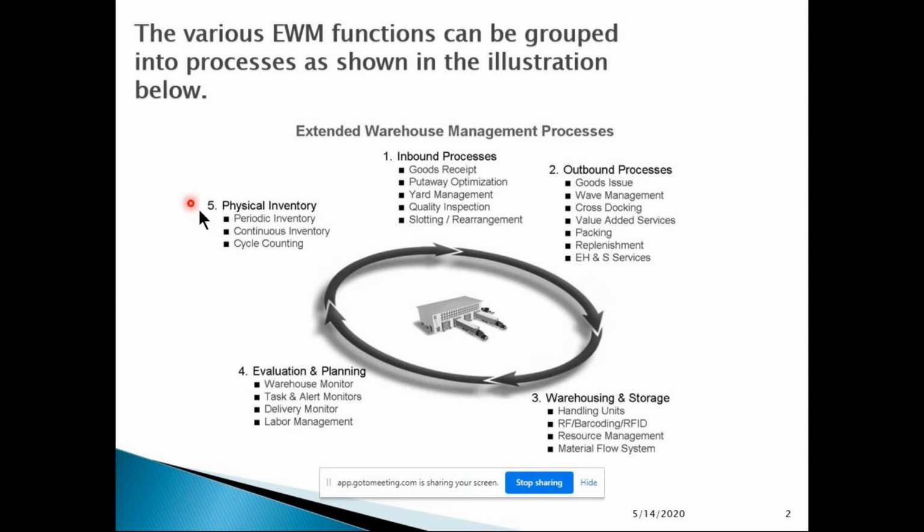Then coming to the physical inventory. In physical inventory we have different kinds, periodic, continuous, and cycle counting, and how this is different from the physical inventory which you, or some of you or all of you, have performed at IM level or with WM. So how does EWM specific physical inventory work, and how is it different from the physical inventory you have performed at MM, IM, or WM level?